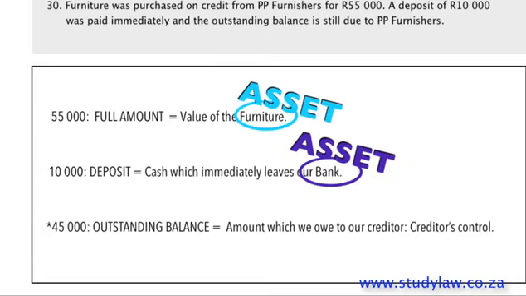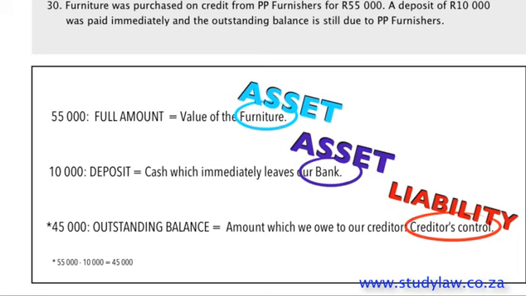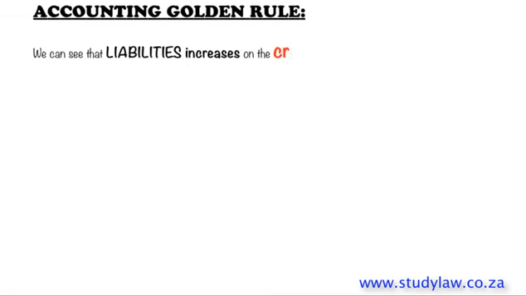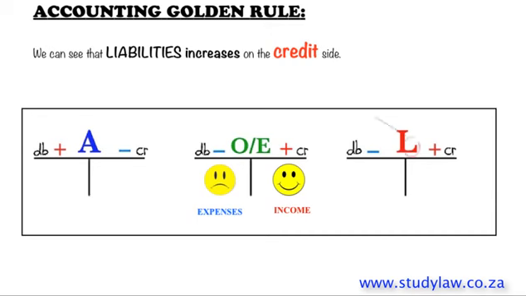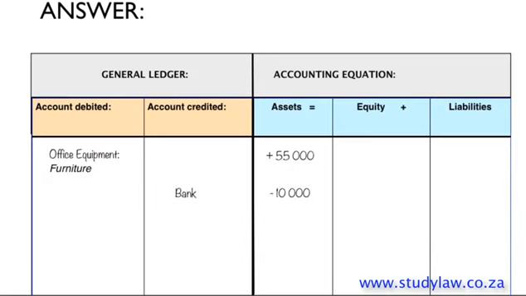Let's look at the 45,000 Rand outstanding balance. We already said we owe this amount to our creditor and that our account will be called creditors control. Creditors control is a type of liability. When we owe more money to our creditors, our liabilities increase. If we look at the accounting golden rule, we can see that liabilities increase on the credit side. Therefore, the account to be credited will be called creditors control, and more specifically, PP Furnishers. Now we must go to the liabilities column and increase it by 45,000.